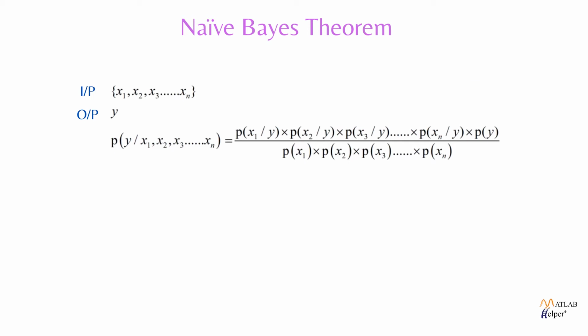We can solve this problem by considering one assumption called the naive assumption. According to the naive assumption, we can say all events of input features are independent of each other. So right here you can see the Bayes formula with the naive assumption.